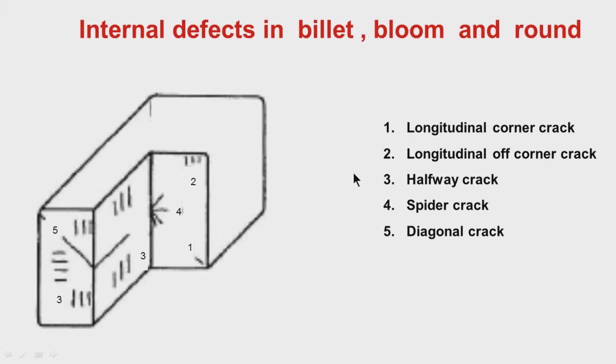These are internal defects. The surface is absolutely free, but if you look at the interface cross section, then only you will find some defects if they are present. It can be diagonal, it can be at the mid area, it can be near the corner, this is corner, this is off corner, and this is spider of different orientation.